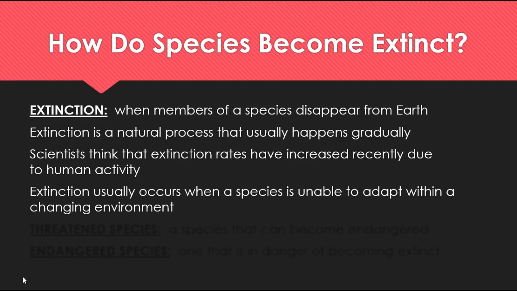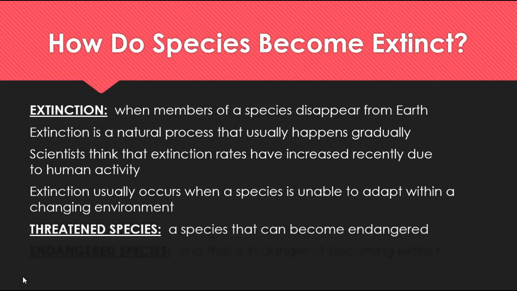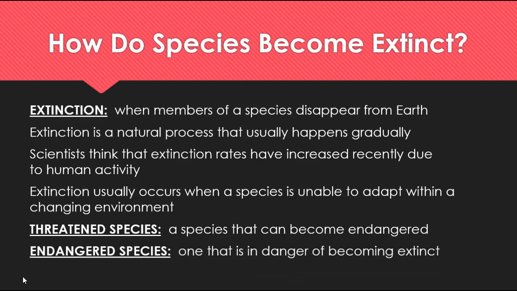And there are different levels, or stages, on the road to becoming extinct. First, a species becomes threatened. And a threatened species is a species that can become endangered in the future. And then an endangered species is one that is in danger of becoming extinct.